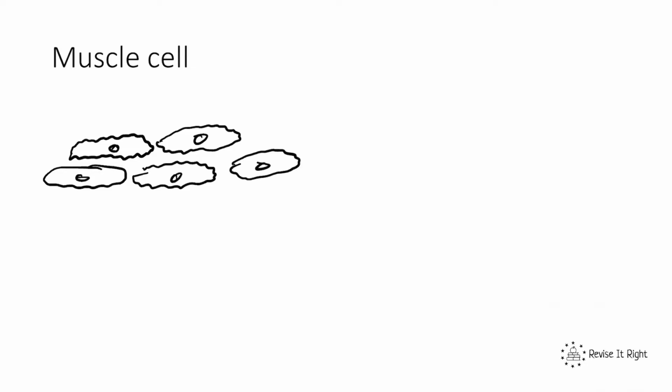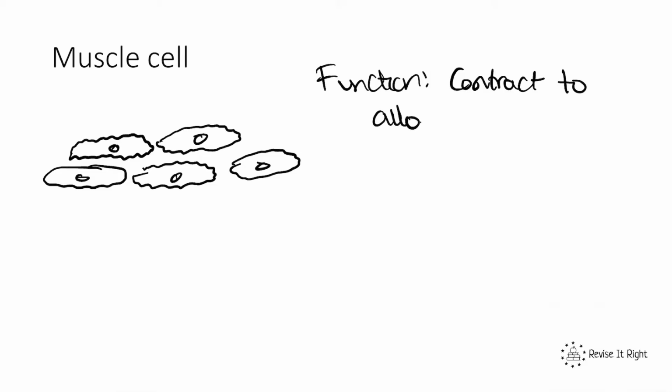Now the function of our muscle cells is to contract to allow for movement. So to contract to allow for movement. Okay, now this is obviously you have muscle connected to our bones which allow our bones to move, but you also have muscle tissue found in some organs. For example, the stomach. So the stomach walls can move to churn up food. Okay, so muscle cells are all about movement.